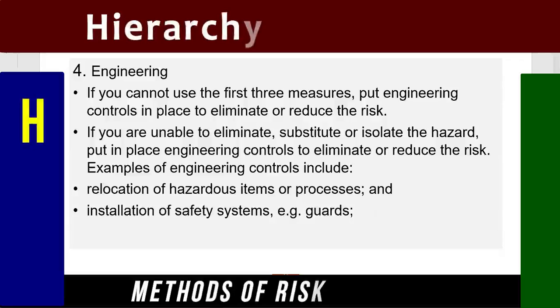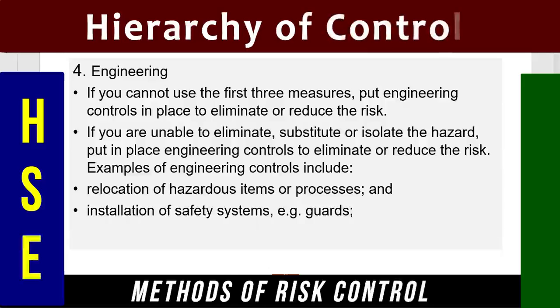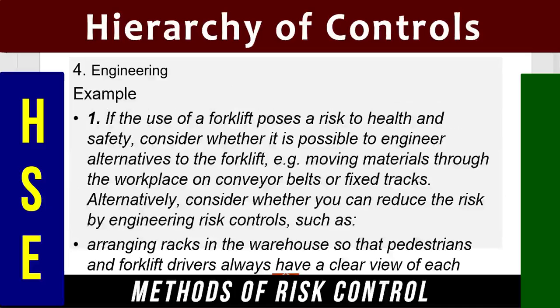Element number four of hierarchy of controls, engineering controls. If you cannot use the first three measures, elimination, substitution, or isolation, then put engineering controls in place to eliminate or reduce the risk. Examples of engineering controls include relocation of hazardous items or processes and installation of safety systems, for example, guards. Let us understand engineering controls by using an example.